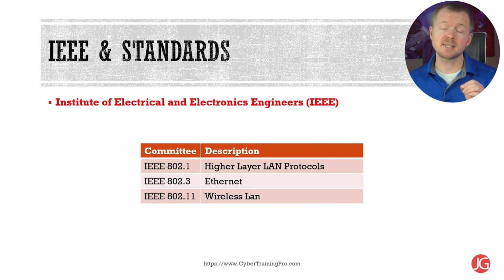Specifically, the IEEE 802 defines frames, speeds, distances, and types of cables to use for networking. You can see a few of the groups on the screen, but keep in mind that there's a lot more. So IEEE 802.1, higher LAN protocols. We have IEEE 802.3 for Ethernet. We have IEEE 802.11 for wireless.